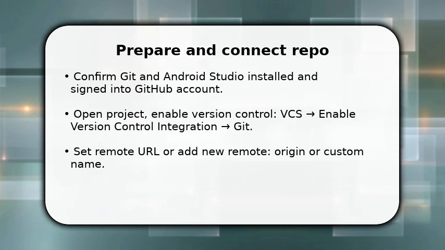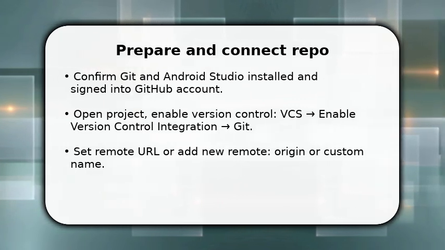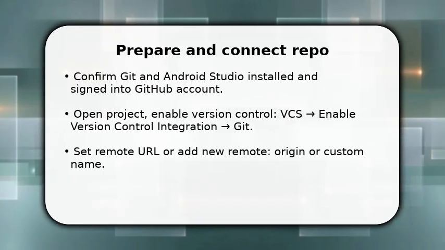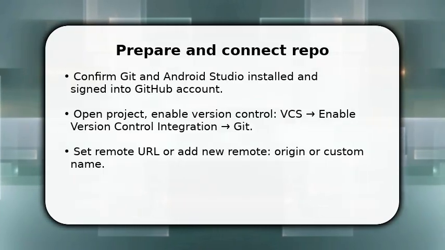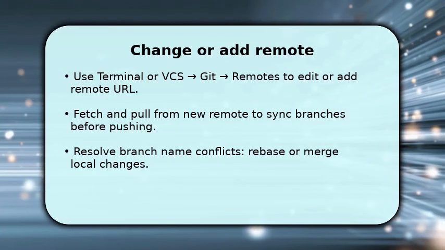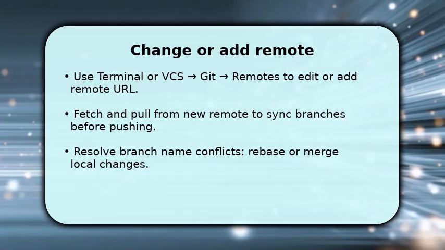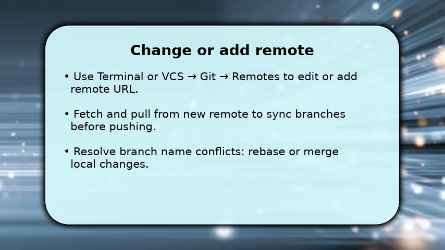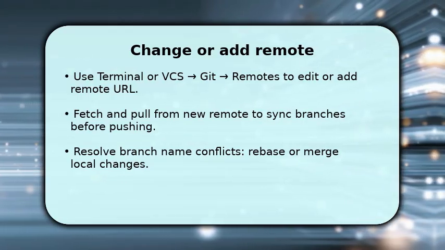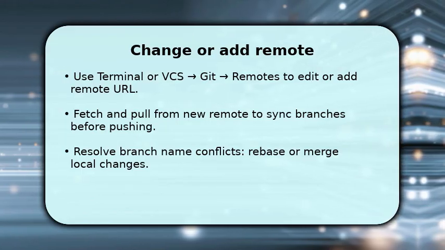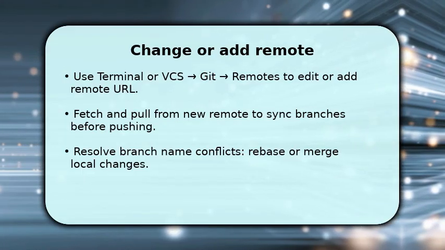Make sure to use SSH or HTTPS matching your credential setup to avoid authentication errors. Next, change the repository by editing the remote in Android Studio or running git remote set-url origin new-url in the built-in terminal. Once changed, fetch and pull from that remote so you can reconcile differences.